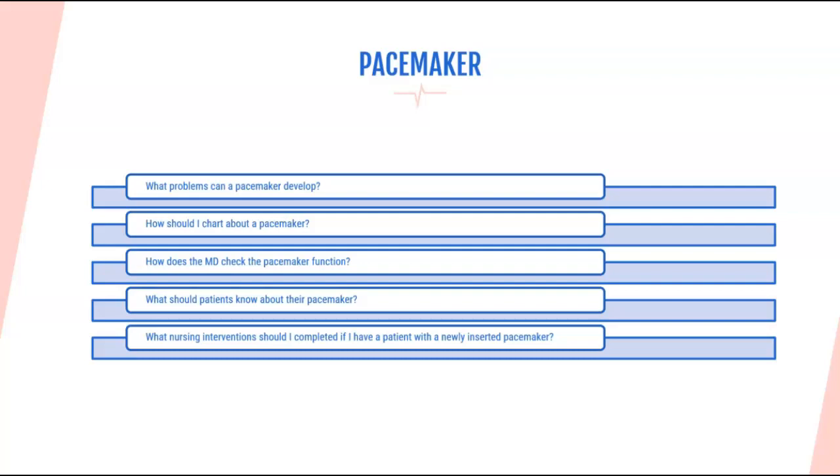What nursing intervention should I complete if I have a patient with a newly inserted pacemaker? They're on strict bed rest for 12 to 24 hours. They need constant monitoring of their heart rate and rhythm, vital signs and level of consciousness. Monitor the insertion site for signs and symptoms of infection and the dressing for bleeding. And they need to be taught to avoid raising the arm on the pacemaker side above the head and lifting more than 10 pounds for 4 to 6 weeks after pacemaker insertion.